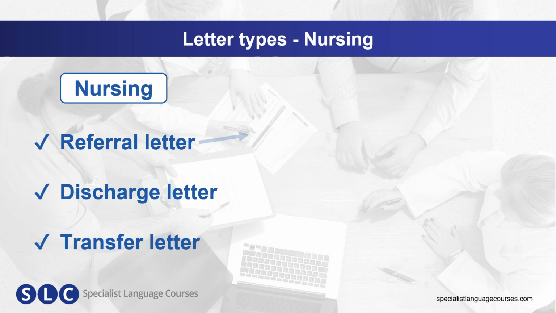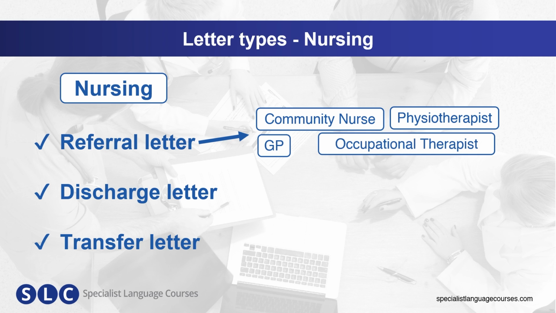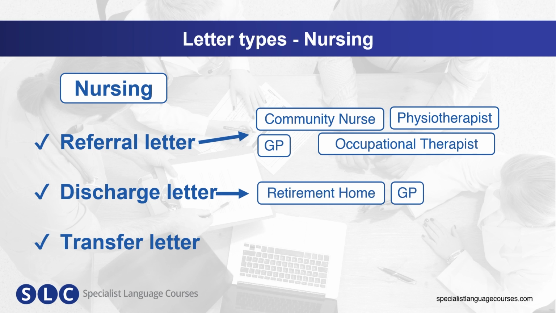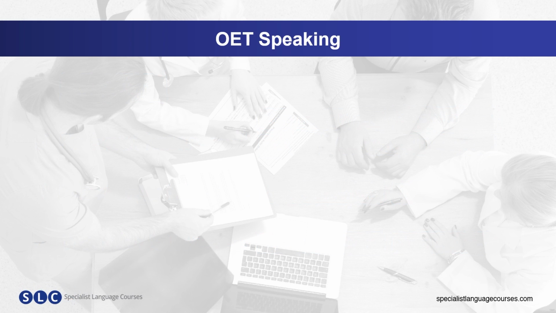For referral letters, you may need to write to a community nurse, a physiotherapist, a GP, or an occupational therapist. For discharge letters, this could be to a retirement home or a GP. And a transfer letter may ask you to write to a community nurse or hospital nurse, perhaps in another town or city. These are some typical examples of who you might write to. Finally, you take the speaking paper.